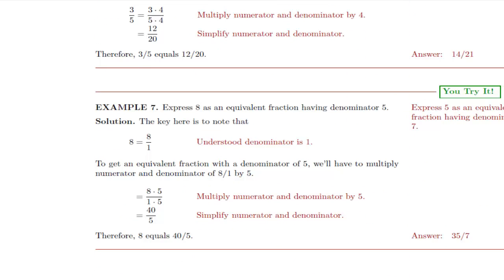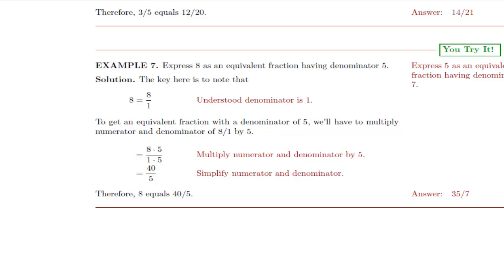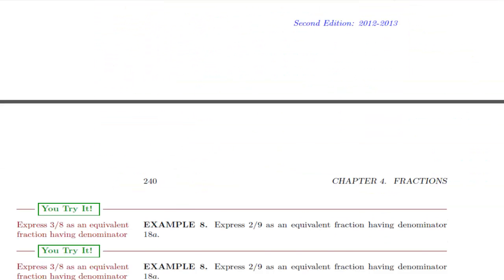Example 7. Express 8 as an equivalent fraction having denominator 5. Solution. The key here is to note that 8 equals 8/1. Understood denominator is 1. To get an equivalent fraction with the denominator 5, we'll have to multiply numerator and denominator of 8/1 by 5. So in the numerator, 8 times 5 is 40, and the denominator, 1 times 5 is 5. Therefore, 8 equals 40/5.